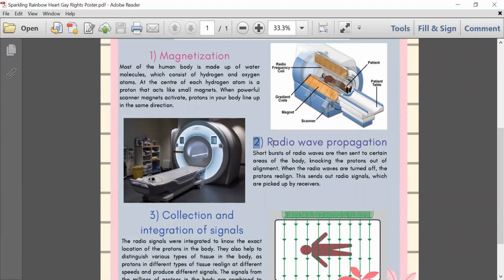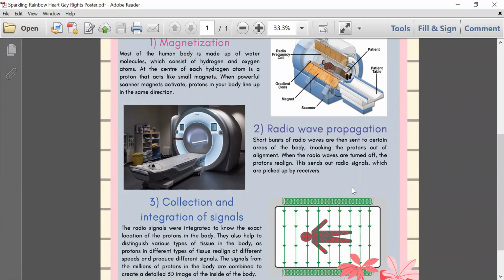Then we go to the second step, radio wave propagation. In radio wave propagation, a short burst of radio waves is sent to a certain area of the body, knocking the protons out of alignment. When the radio waves are turned off, the protons realign. This sends out radio signals which are picked up by the receiver.